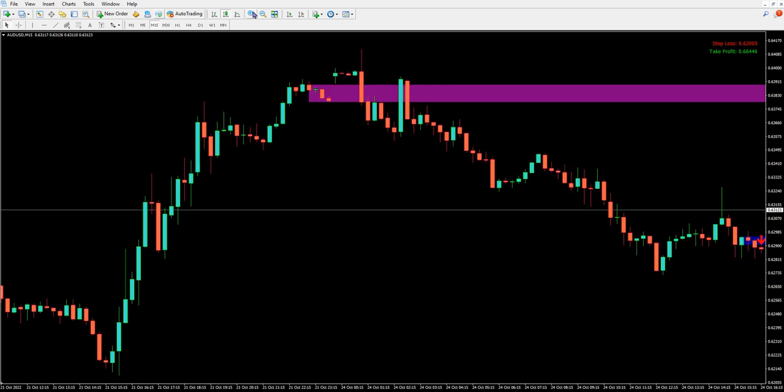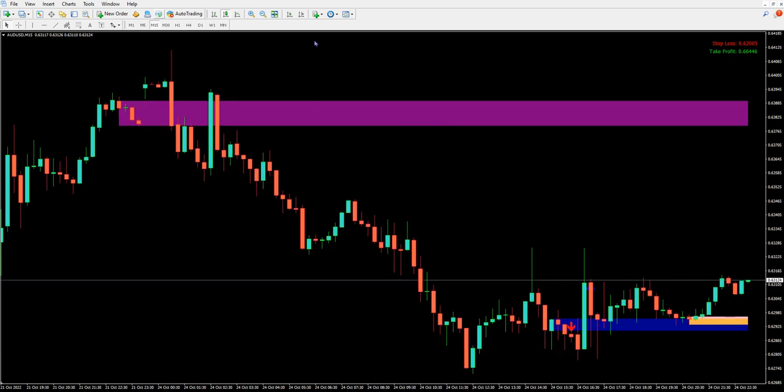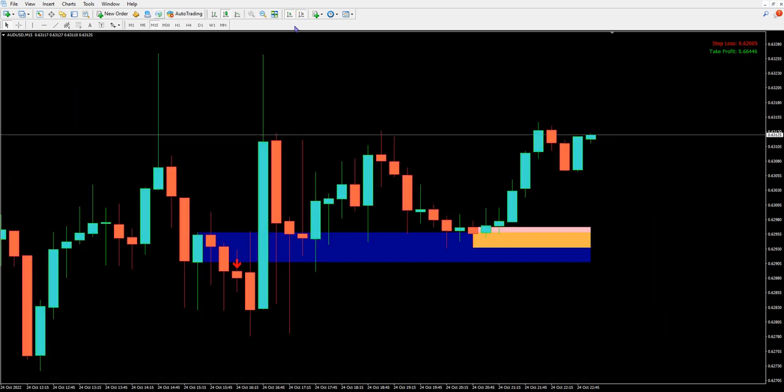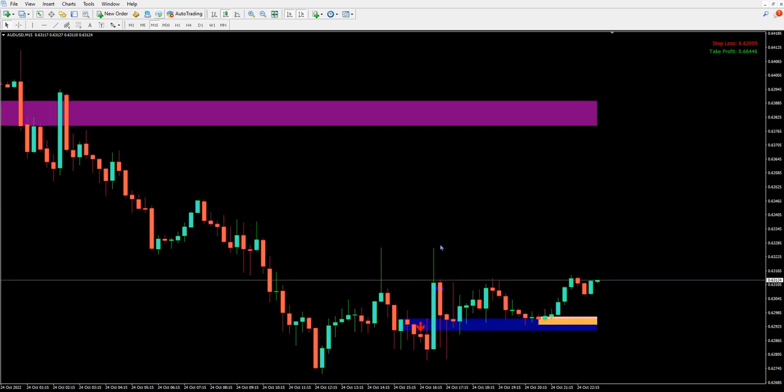And then now, a little bit closer to more current, recent price action, here on the 15-minute, it has drawn out this zone.